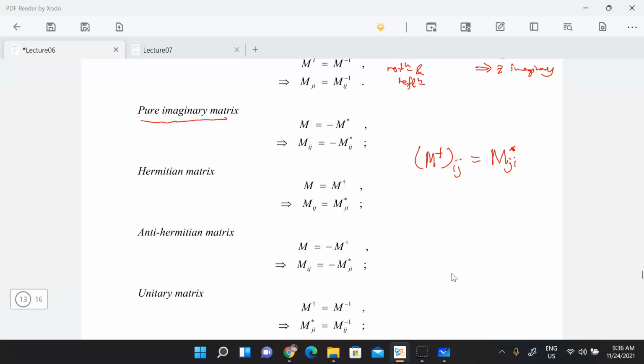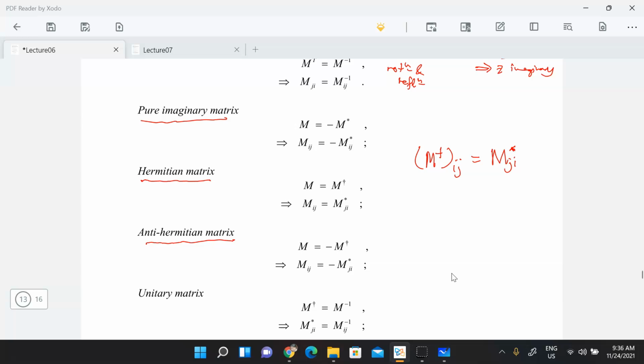And this has a name. Okay, this is called a Hermitian matrix, and they play an important role in quantum physics, which I will not elaborate too much. But this Hermitian matrix has a place in physics. Okay, and then you do the same with the minus sign. So M equals minus M dagger. Then we get what we call an anti-Hermitian matrix.